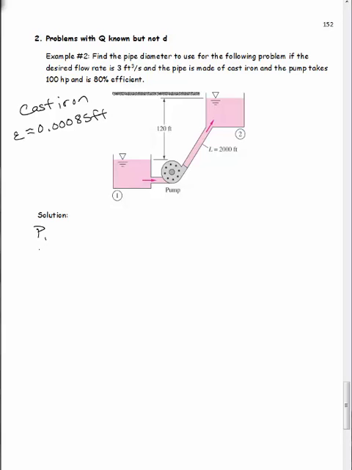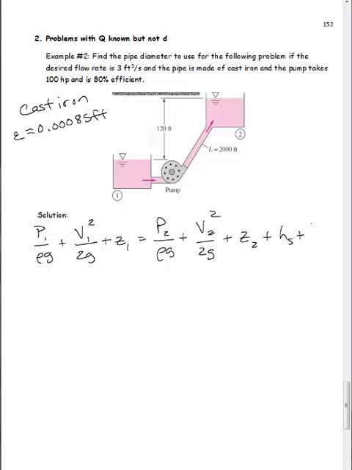All right, so what we want to do is the energy equation. You know, all these problems start with the energy equation. You'll have it memorized. P1 over rho g plus V1 squared over 2g plus Z1 equals P2 over rho g plus V2 squared over 2g plus Z2 plus h_s plus h_f. All right, for some reason, this is a picture out of the book. Ignore these 1s and 2s. I don't know why they put them there.